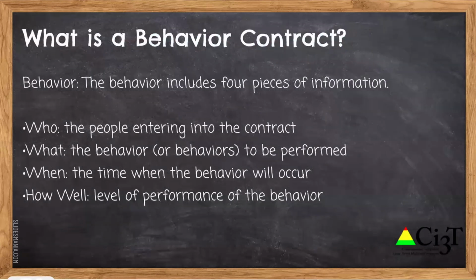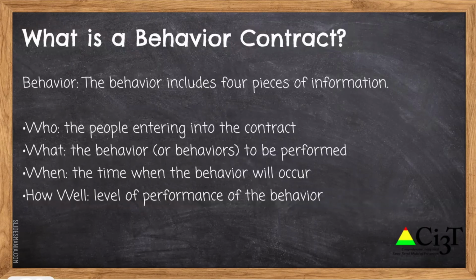So in the behavior contract, if we're looking at the behavior, it has four pieces of information. Who are the people entering into the contract? Is it the student and the teacher? Is it the student, the teacher, and the parent? Or is it a student and a peer? Who are the people involved in this contract? Who is going to be responsible for the behavior, and who's going to be responsible for providing that person with the reward or reinforcement if they achieve that goal?